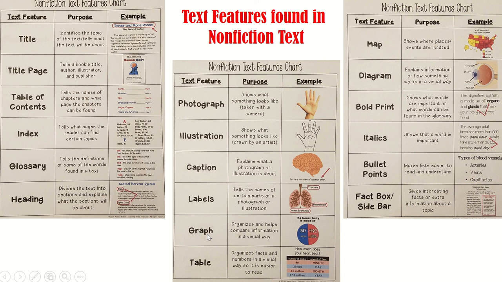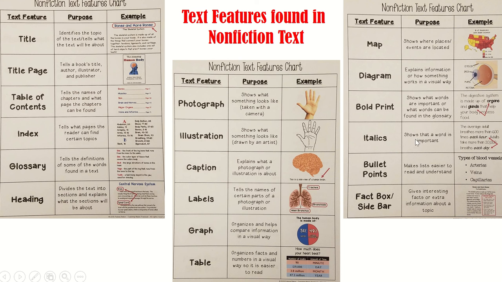Graphs, it can be any kind of graph, pictograph, bar graph. A table, remember, shows data. We all know what maps look like. A diagram, again, is a picture that's been labeled. So it could be a photograph, but then when you add all these labels, it now turns into a diagram.